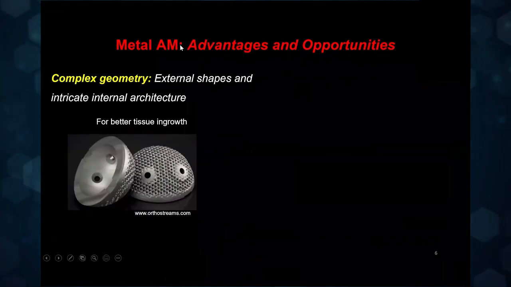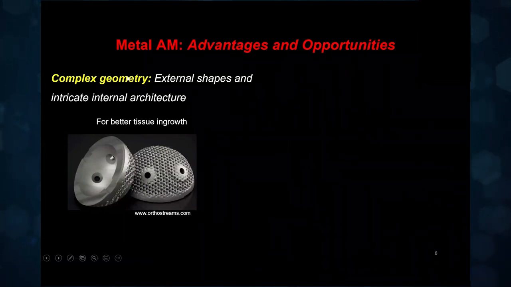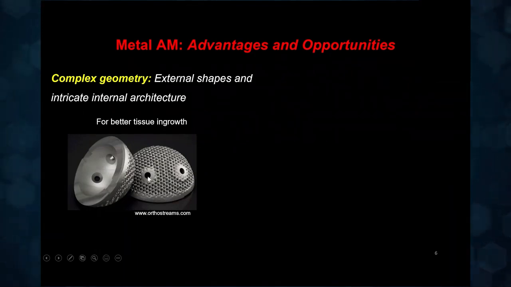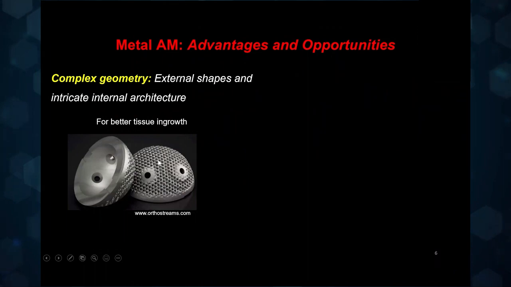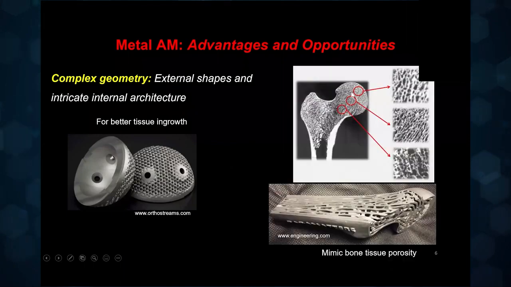The other advantage of metal additive manufacturing is the ability to make complex geometries. It could be external shapes and intricate internal architecture. Here is one example where these are parts of a knee implant, and you can see various kinds of porosities and surface architecture that have been prepared. The idea is to have better tissue ingrowth. Here's another example where they prepared a metallic implant trying to mimic the architecture of bone. The idea being that with this kind of porosity, you will be able to mimic the mechanical properties of the bone tissue, and therefore it should integrate better with the body.